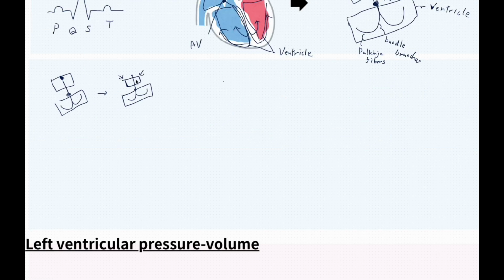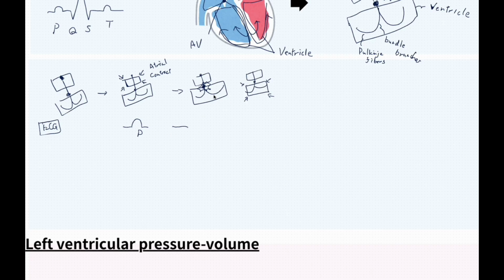First, the atria contract. This atrial contraction corresponds to the P wave. Next, electrical signals pass through the AV node. This delay is represented by the PR interval, and it allows enough time for the ventricles to fill before they contract. Then electrical signals spread into the ventricles. This is ventricular depolarization, and it corresponds to the QRS complex.